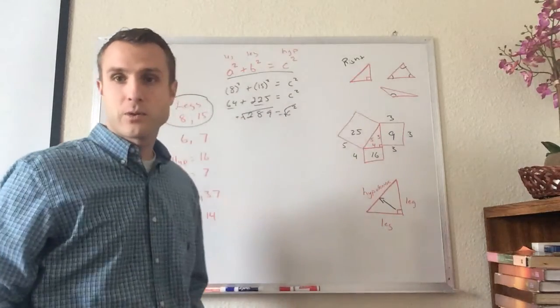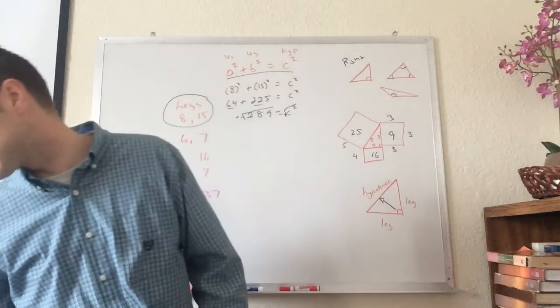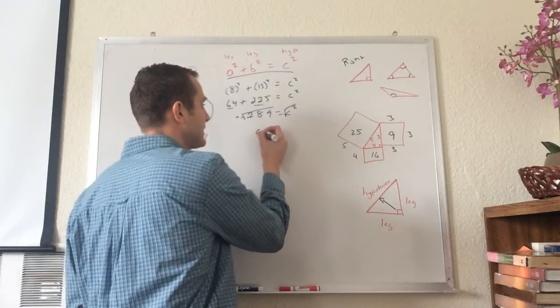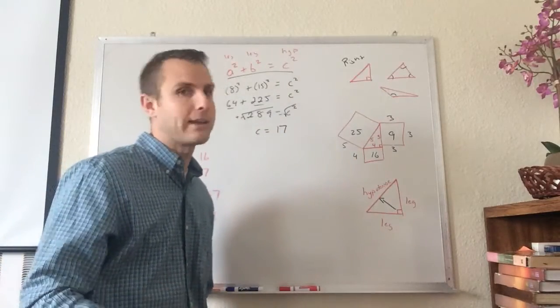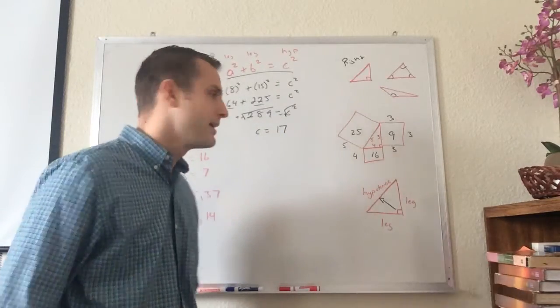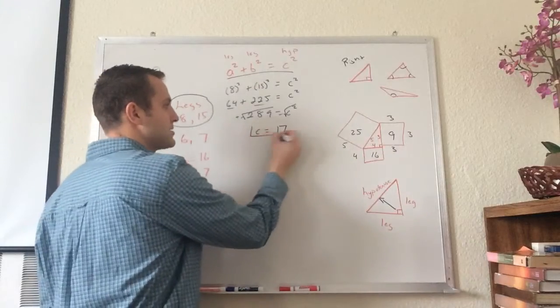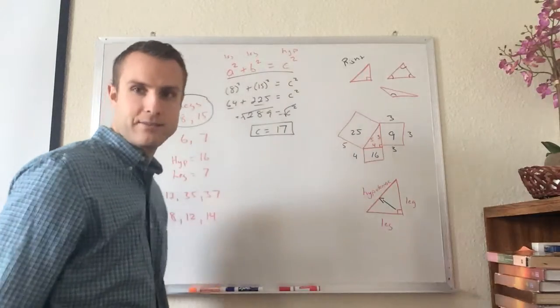So I say, is there a square root of 289? Yes, there is. The square root of 289 is 17. So my answer is 17. If there's a label like inches or feet, make sure you write the label. In this case, I do not have a label. So my hypotenuse is 17.